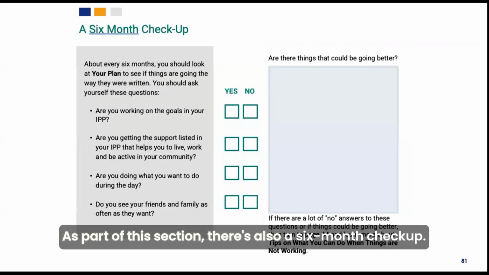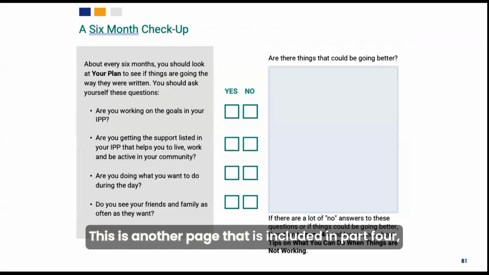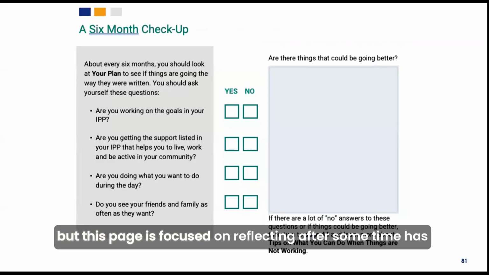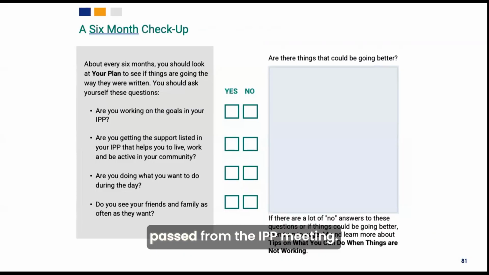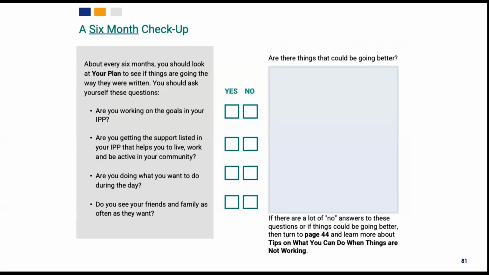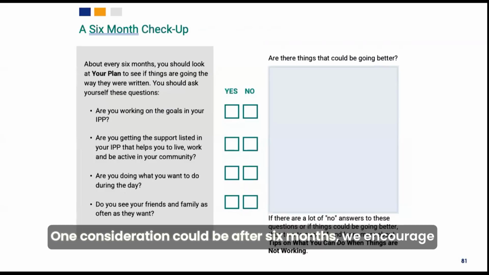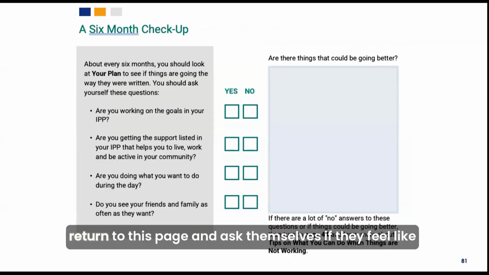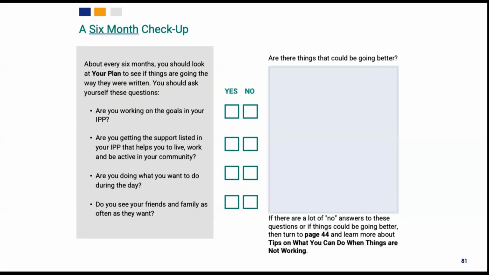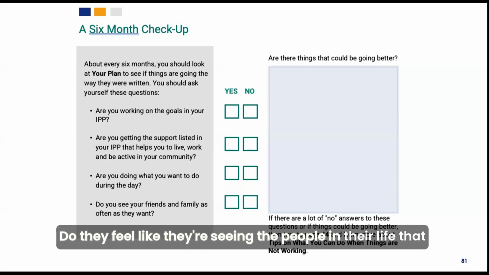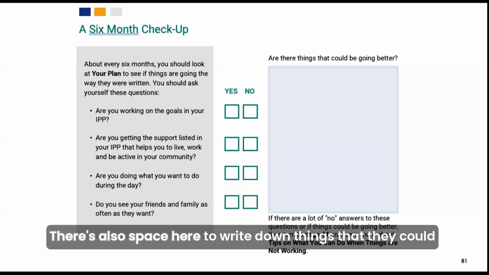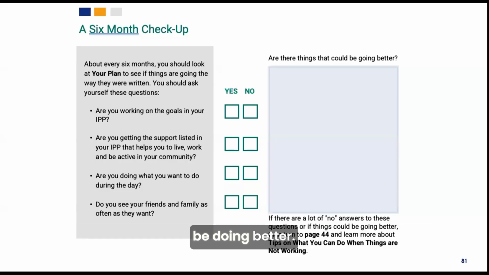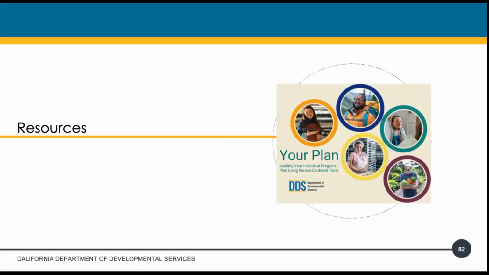As part of this section, there's also a 6-month checkup. This is another page that is included in part 4, but this page is focused on reflecting after some time has passed from the IPP meeting. One consideration could be after 6 months, we encourage the individual to return to this page and ask themselves if they feel like they're meeting their goals. Are they doing what they want to do? Do they feel like they're seeing the people in their life that they want to see? There's also space here to write down things that they could be doing better. Next slide.